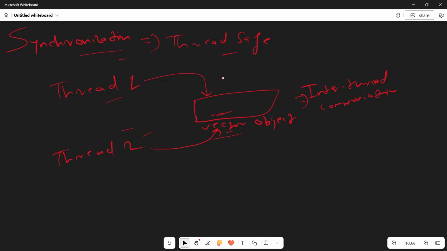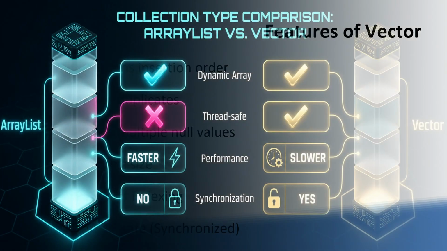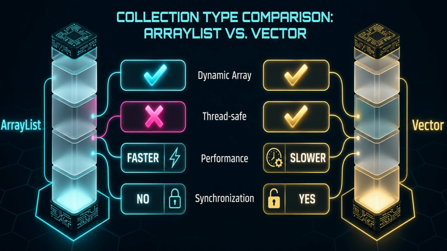So let's move on. There is a comparison between ArrayList and Vector. Vector and ArrayList are very similar because both use a dynamic array internally, as we have just seen.